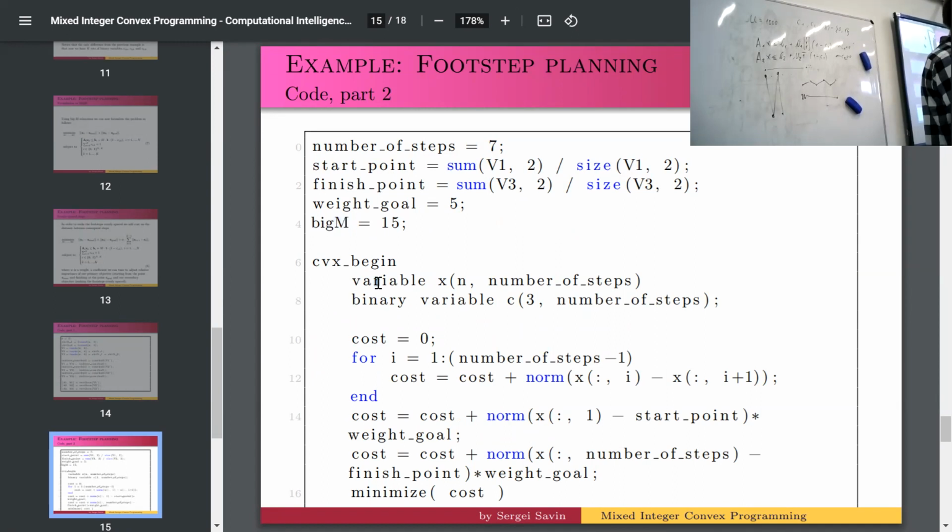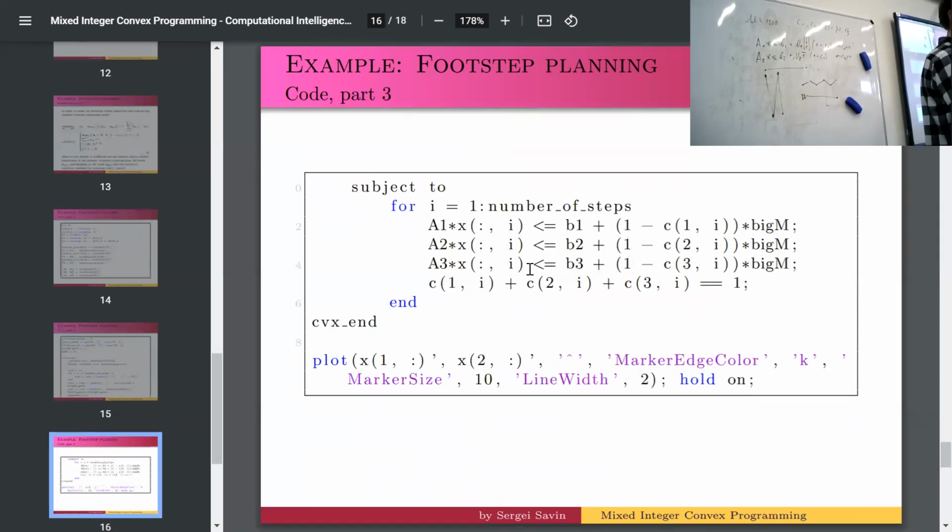Okay, now this is CVX, so we write cvx_begin. Create X as the n by number of steps variable, n is equal to 2. Binary variable C, same as before. We add cost on the step size. We add cost on the starting and final point. That's it. We designed our cost.